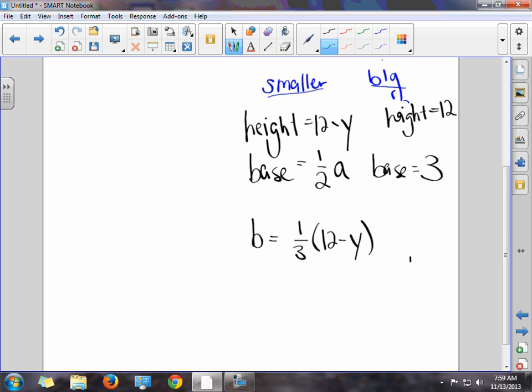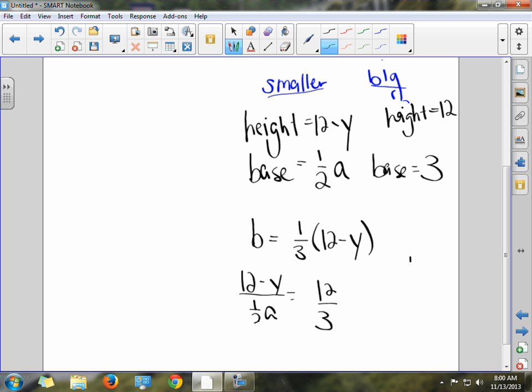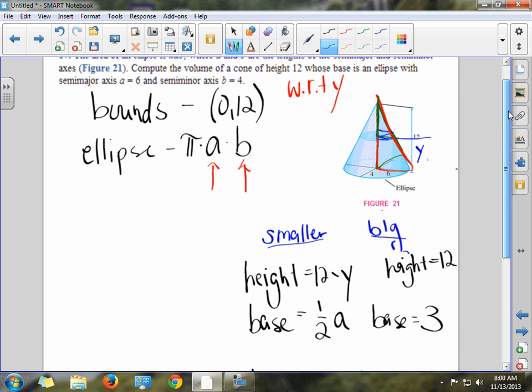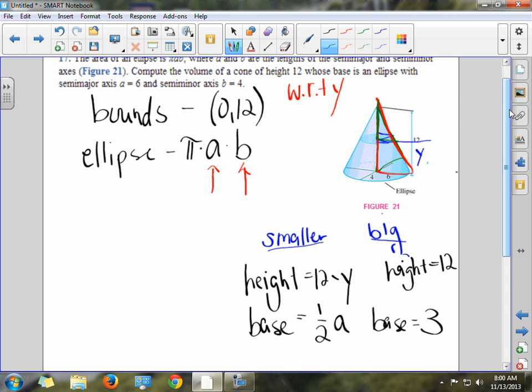Okay, so now we're going to do A. So we know that 12 minus y over 1/2 A is equal to 12 over 3, which is 4. So this means that 1/2 times 12 minus y is equal to A. So now I know A, I know B, I know the formula for this ellipse, which is pi times A times B. I know my bounds, so now I can set up my integral.